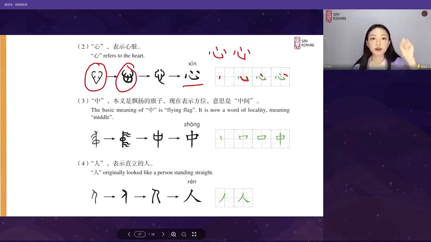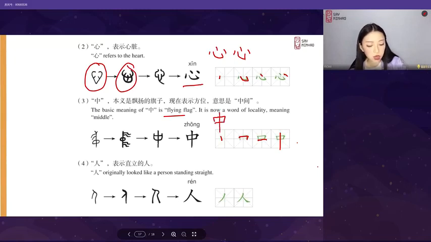Next is 中 of 中国. 中 means middle. In ancient times, originally, it meant the flying flag. Now it means middle. It is really easy to write. First, a short vertical. And then a horizontal turning, without hook, okay? And then a horizontal. And then last, a vertical in the middle. Try to write it with me. Vertical, horizontal turning, horizontal, vertical. It says 中, middle.